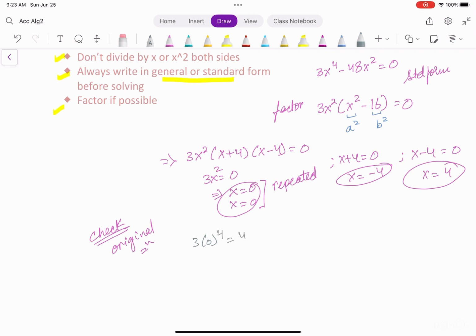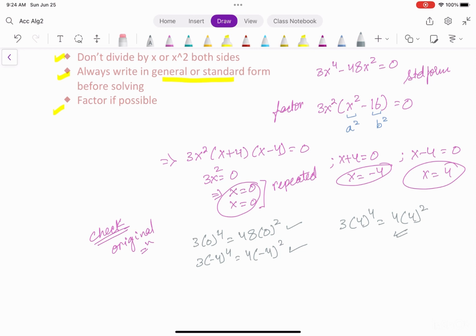So let's plug first x is equal to 0. So anything multiplied by 0 is 0 only. So it holds true. Then let's plug negative 4. And if you use your calculator, you will find that right hand side is equal to the left hand side. So x is equal to negative 4 is also valid. And the same thing is true for x is equal to 4 as well.